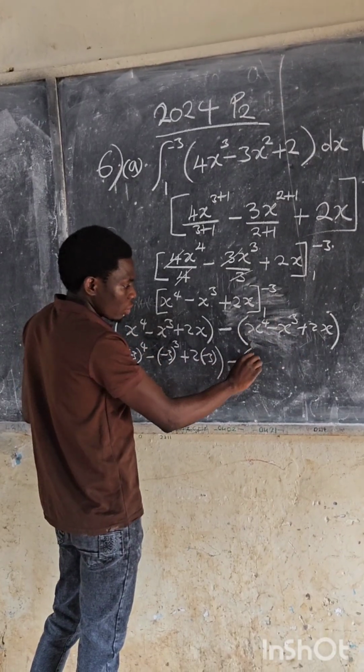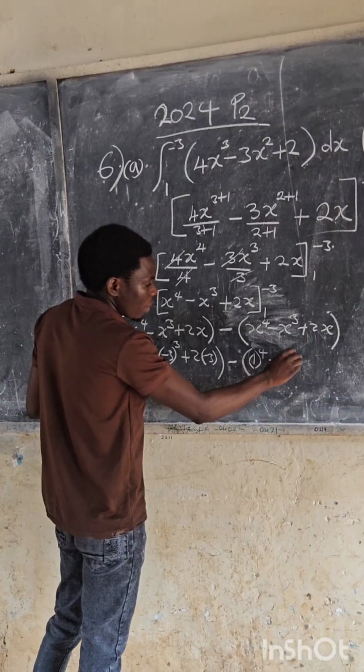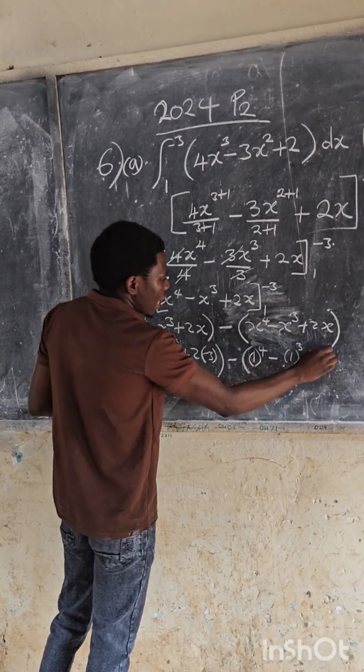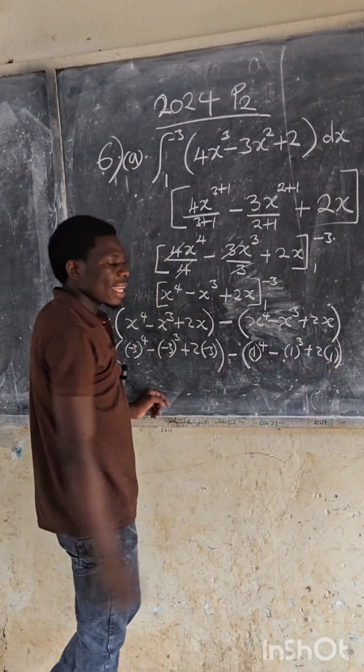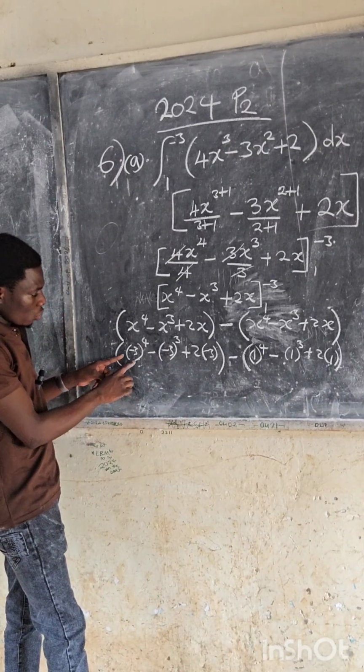Minus, we come here, we are putting a 1 in this bracket whenever there is x. So we put a 1 to the power 4, minus 1 to the power 3, plus 2 times 1. Like this. So that's what we have.